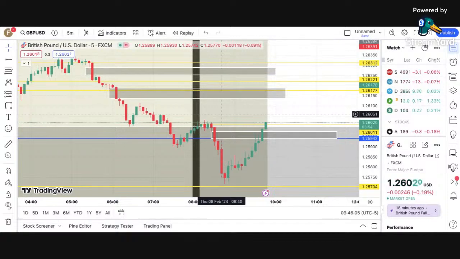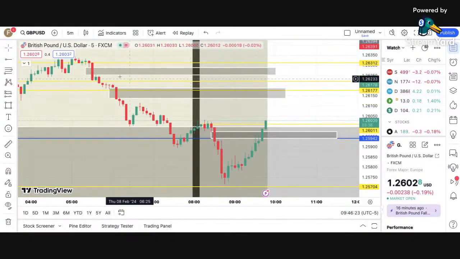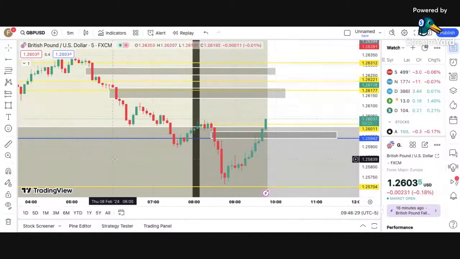As you can tell right now, we are on GBP/USD, which is the British pound and US dollar. It's already marked up with support and resistance lines. We're not about to go over support and resistance lines right now. We're about to go over fair value gaps. If you can see these boxes, these are fair value gaps.